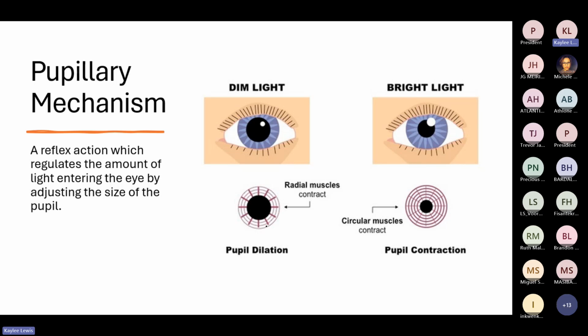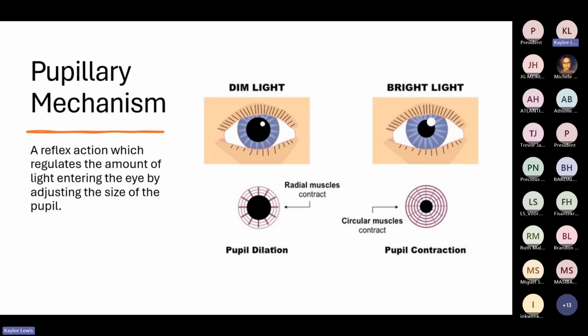Now, the iris consists of two muscles. You have your radial muscles, and think of a radius of a circle, that's half the diameter. So those are the ones that are going out, the radial muscles. And then you have your circular muscles, and circular, it's going around the eye.